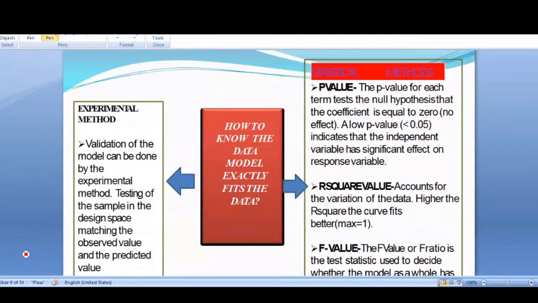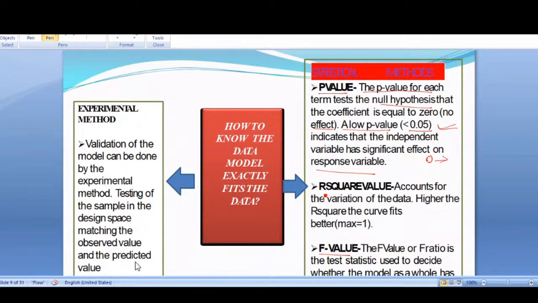The zero effect. Suppose the p-value for each term tests the null hypothesis. Null hypothesis means it should have a low value. So if the probability is less than 5%, that means the null hypothesis probability is less than 5%, then the model is good. That means the p-value is less than 0.05. Less than 0.05 indicates that it is okay. Suppose the p-value is almost 0, then your model is very perfect.